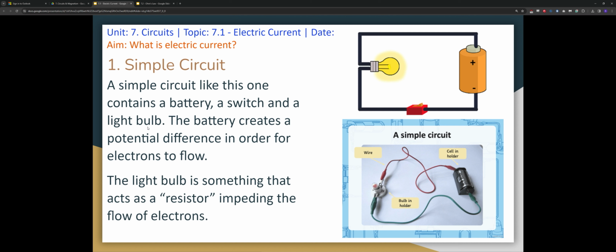And so moving on, here's an example of a simple circuit. In a simple circuit, you see a battery, you see wires, you see a switch, and you see a light bulb, or really just anything that uses electricity. For example, your calculator, or the battery inside your phone.